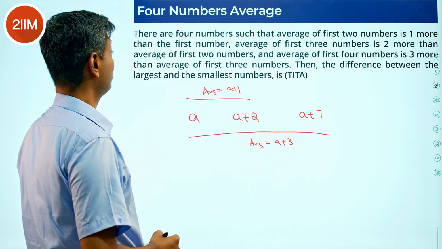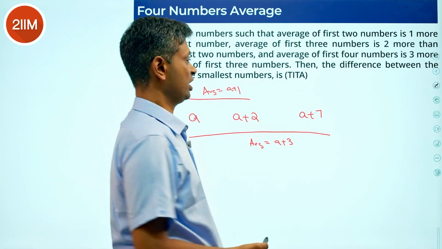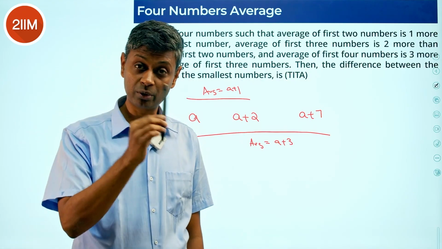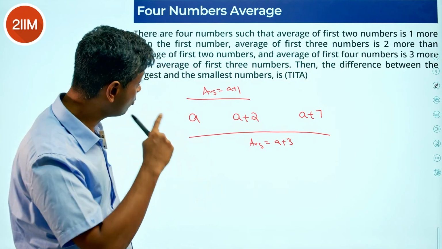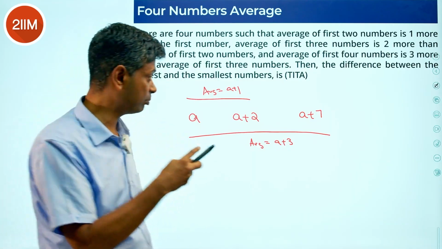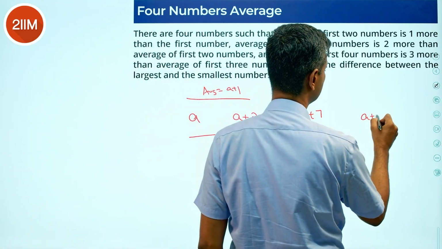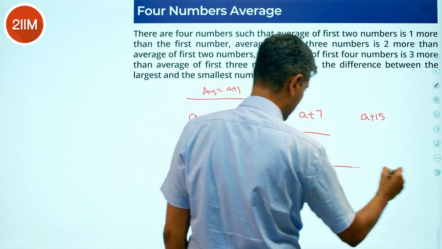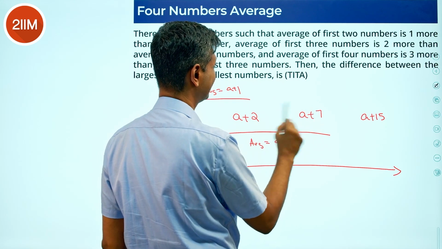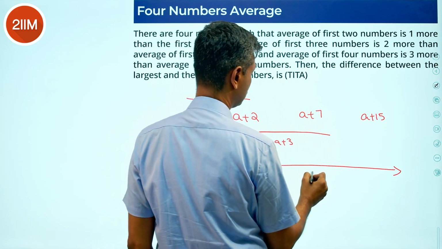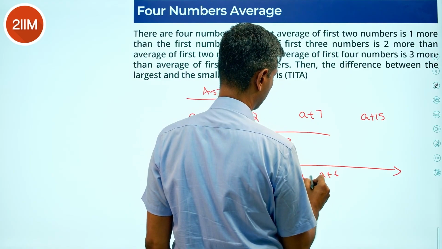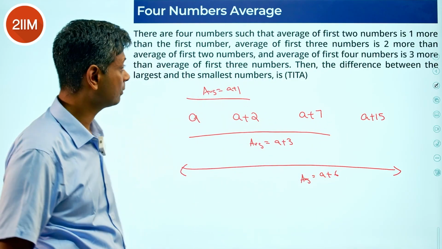Average of the first 4 numbers is 3 more than the average of the first 3 numbers. First 3 numbers average is A plus 3. If I had A plus 3 as the last number, average would have been A plus 3. It is 3 more over 4 numbers. 3 into 4, 12. Total is 12 more than A plus 3. This number is A plus 15. This average: 4A plus 24 by 4, A plus 6. This is how the 4 numbers are.